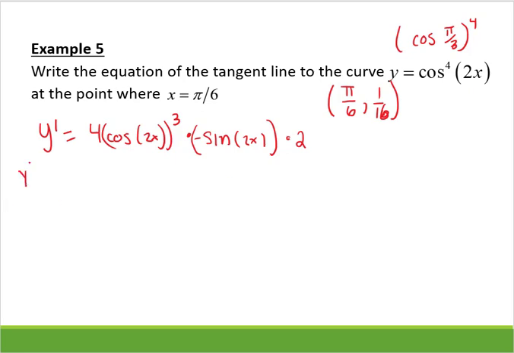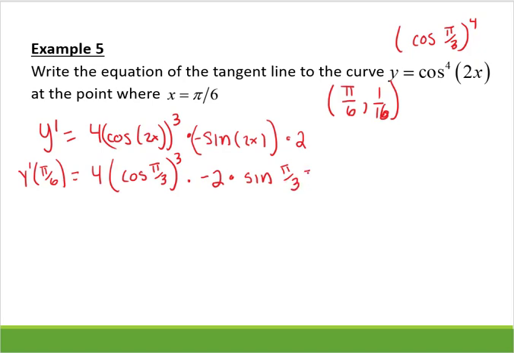So now I need to evaluate my derivative at the x value. So I really have cosine of pi over 3 to the third power times by a negative 2 times by the sine of pi over 3. And that all simplifies, assuming that I did my math correctly, negative root 3 over 2. I'm sure you'll tell me in class if I didn't.